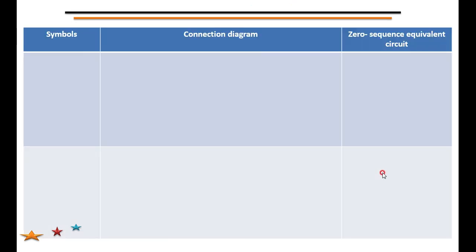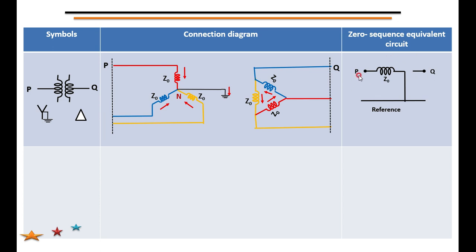Similarly, we saw the case of star grounded and delta. Here there is a flow of current in P, however it is not going out of the delta, it is only circulating inside the delta. Therefore it is shown here that it is grounded from P to ground.